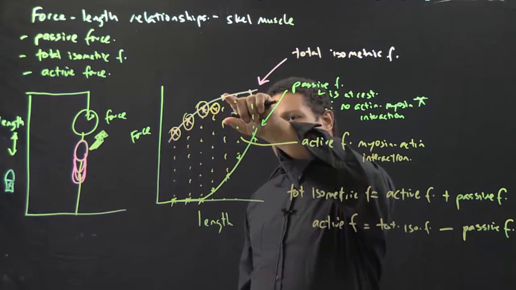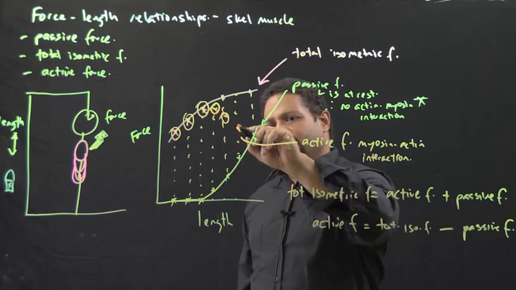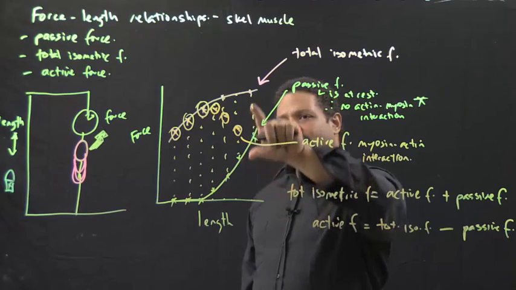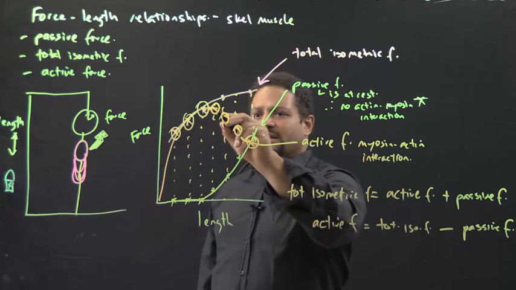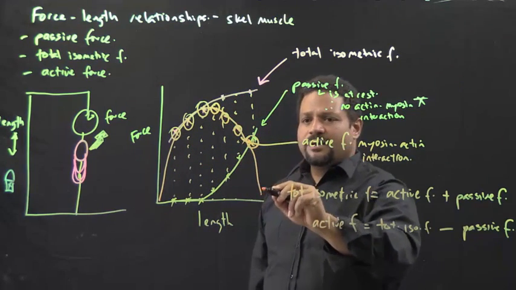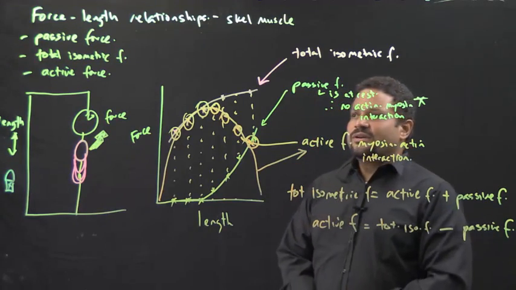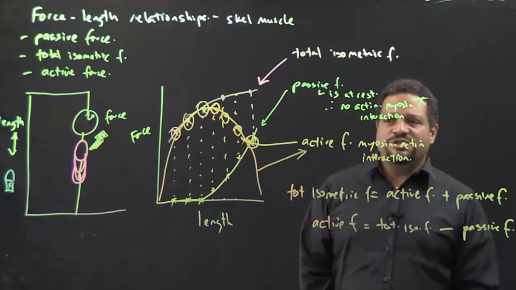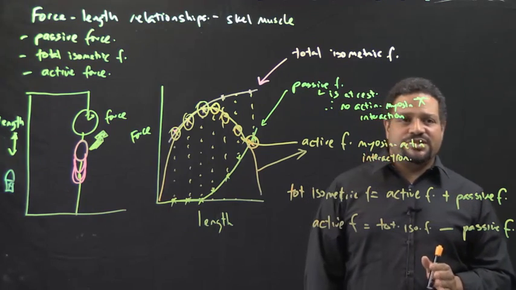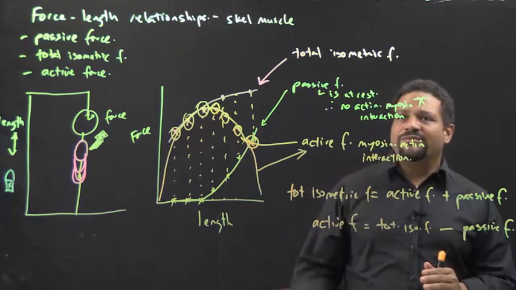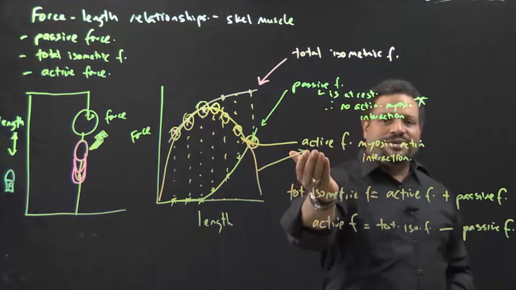We subtract that amount here, and subtract this amount from there. And what you'll notice is that you start getting a bell-shaped curve. And that is the active force demonstrated on this graph. So we've got 3 forces shown on this single graph demonstrating different force-length relationships for skeletal muscle. We have the total isometric force, we have the passive force, and we have the active force.